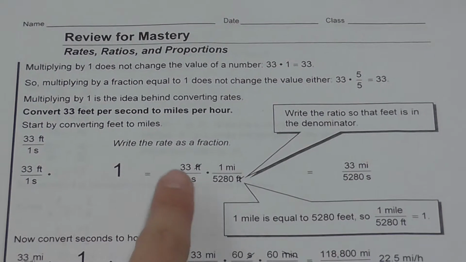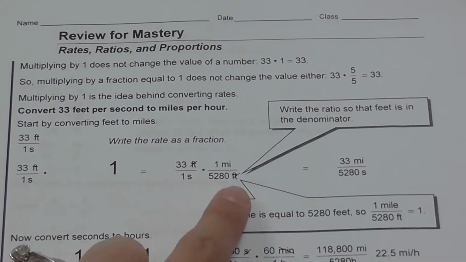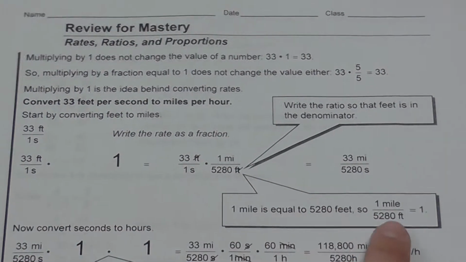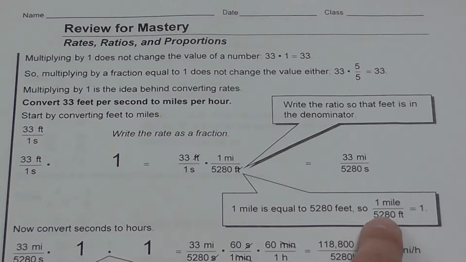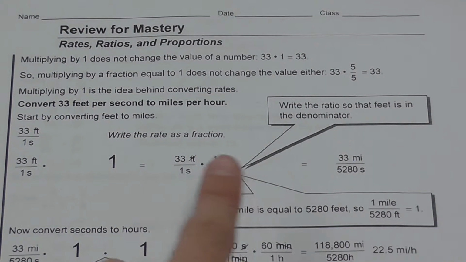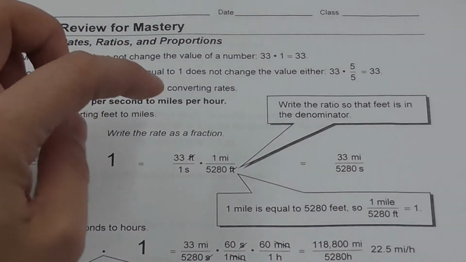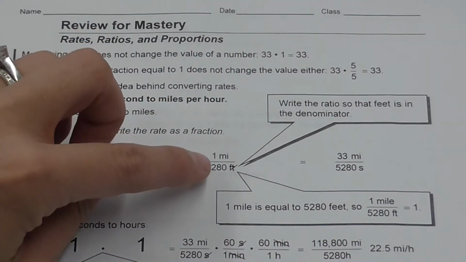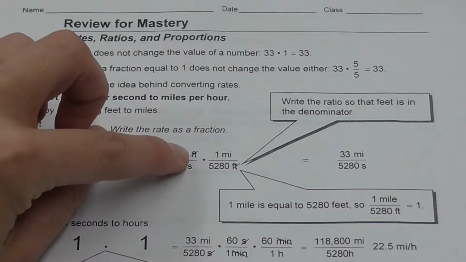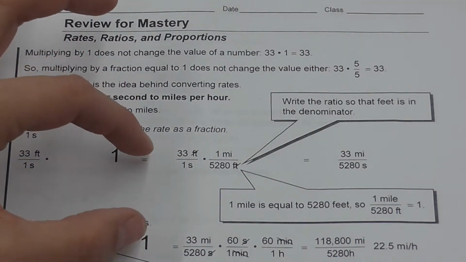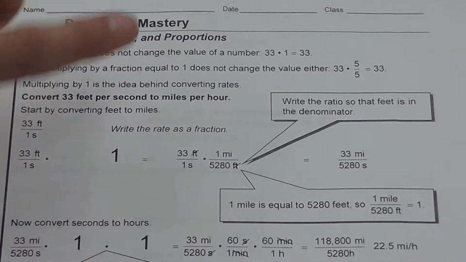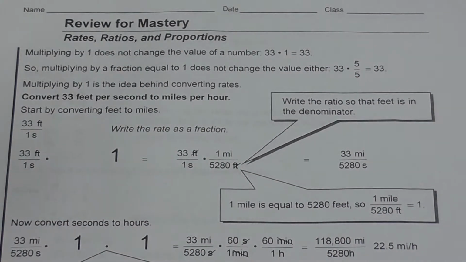Now, how this is going to look is 33 feet per second times, and we're writing the number 1 as 1 mile is 5,280 feet. So 1 mile over 5,280 feet, that's something over itself, really. So that's the same thing as 1. That's why we're going to write it this way. And the other thing is we've got to remember that feet needs to be in the bottom so that feet cancels out at the top, which we've talked about a lot. So now this is just two fractions I'm multiplying together. To multiply fractions, you go straight across the top and straight across the bottom.